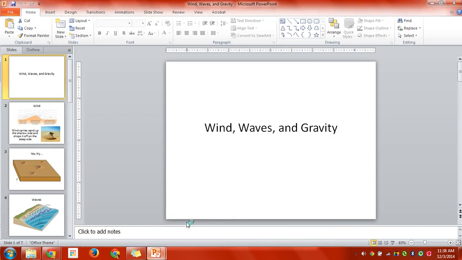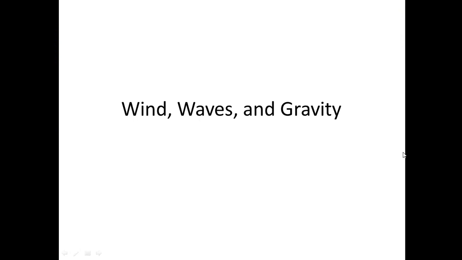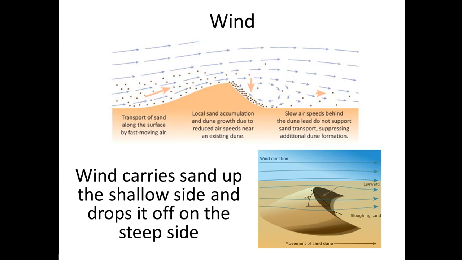The last agent of erosion that we want to take a look at are wind, waves, and gravity. So let's start with wind. Wind, as we know, is the air that moves across the surface of the earth, and wind is known for carrying sand and smaller sized sediments. So the feature that's often left behind by wind is what we call a sand dune. You may have seen these at the beach or if you went to the desert.